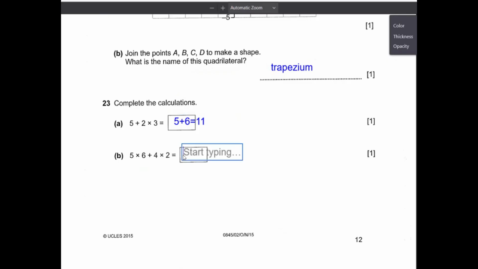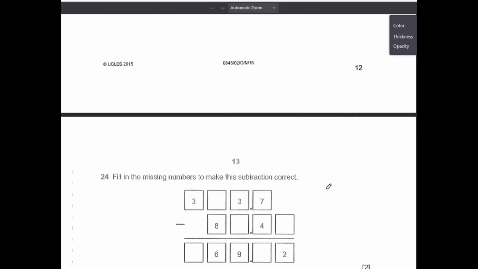And for the second question, 5 multiply 6 plus 4 multiply 2, we do the multiplication. It's going to be 30 plus 8, and that equals 38. But you don't need to show these calculations, because each one of them is 1 mark. So you need to write the final answer only: right here 11, and right here 38. Because each question was 1 mark, nobody wants your steps. They just want the final answer.